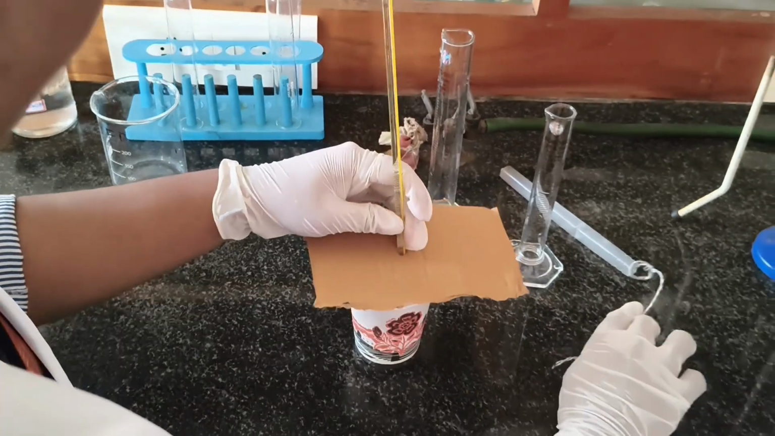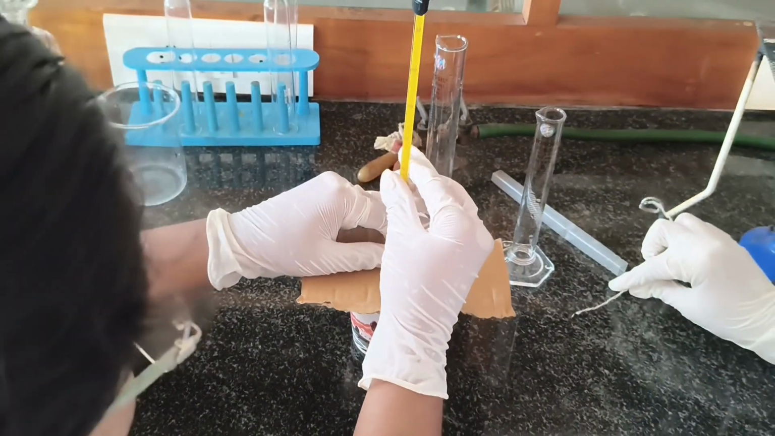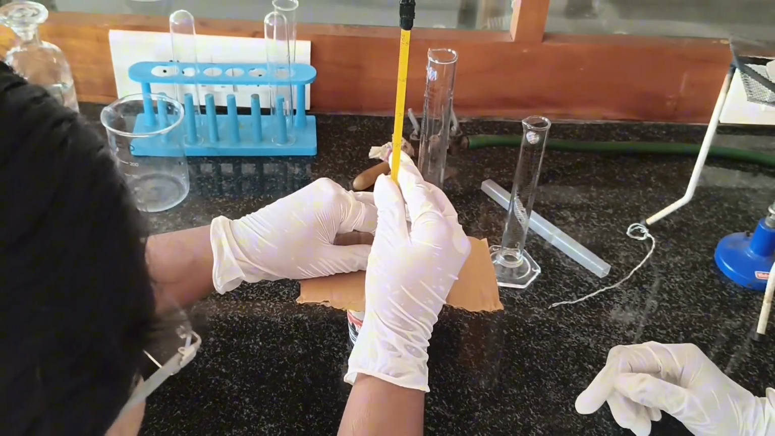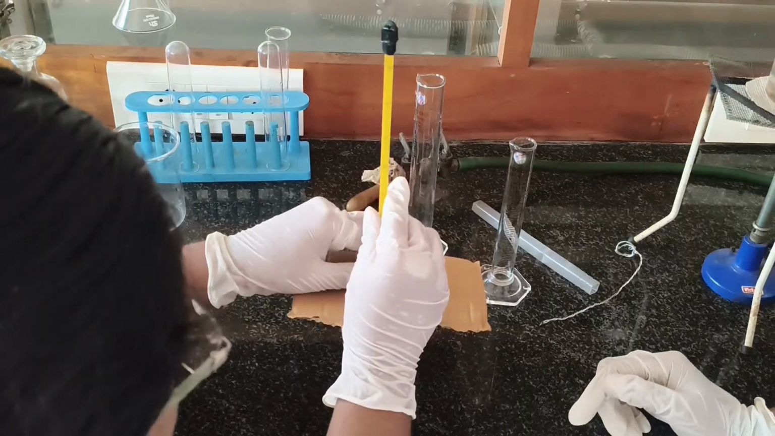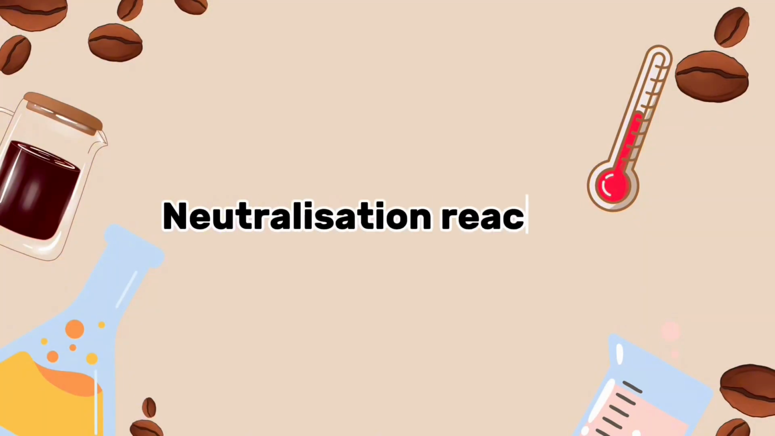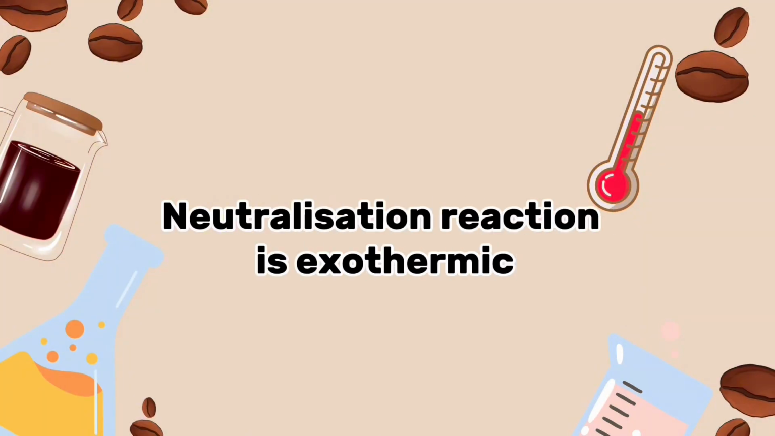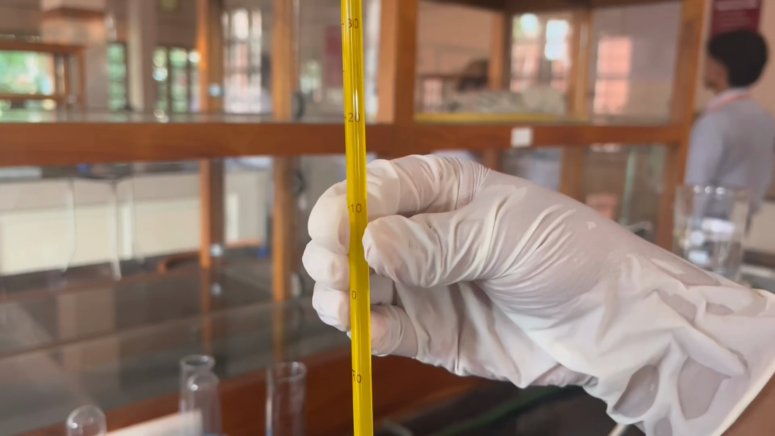Immediately cover the calorimeter and gently stir the solution to ensure uniform mixing. Observe the temperature change. In this setup, the temperature rises to 43 degrees Celsius, indicating that the neutralization reaction is exothermic, that is, it releases heat.